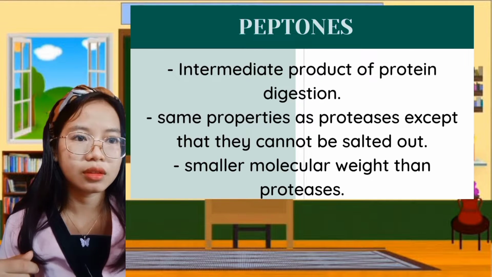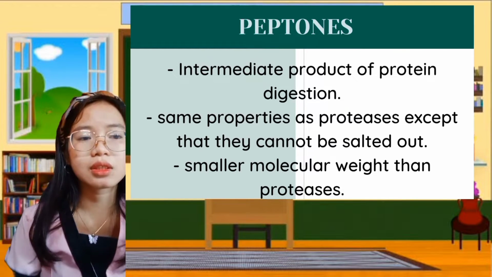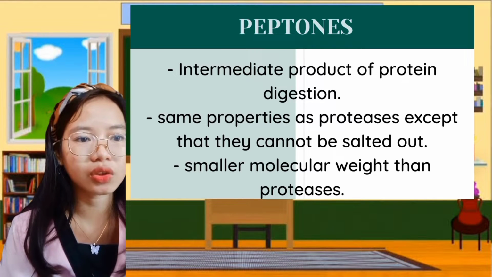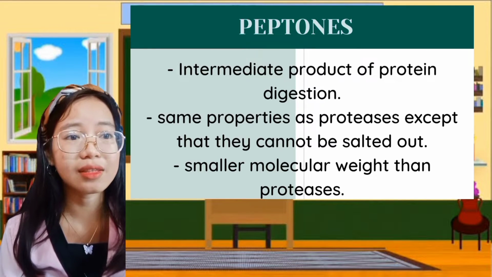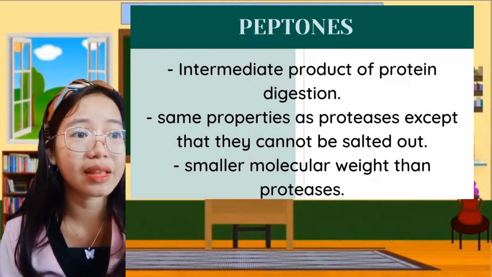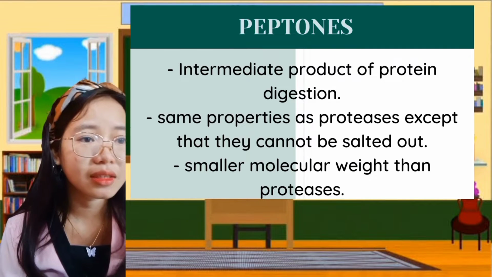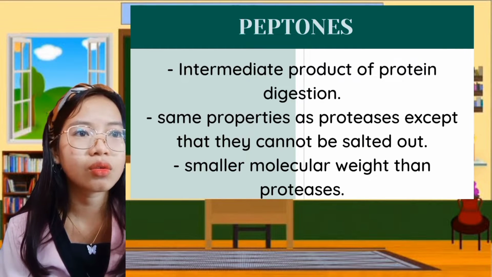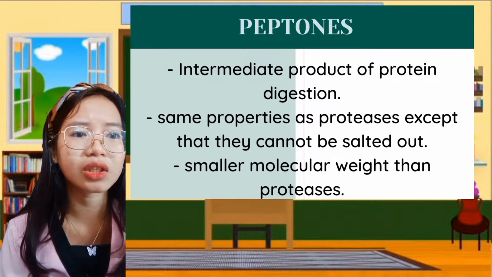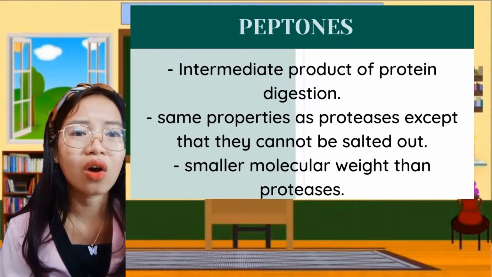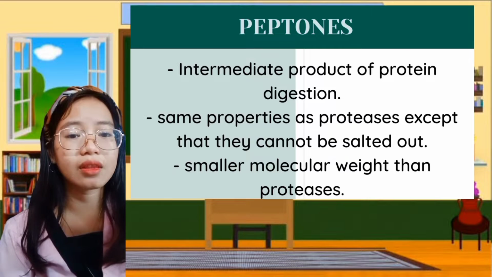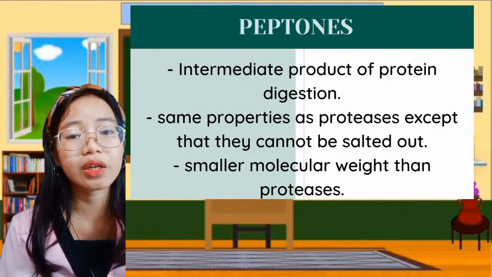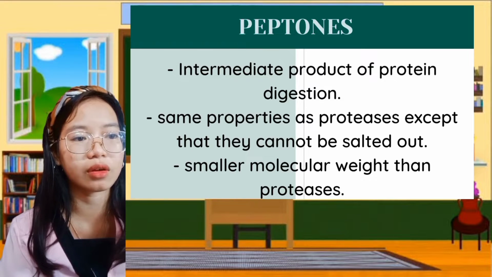Okay. Next is peptones. So peptones are the intermediate product of protein digestion, and they have the same properties as proteoses, except that they are not salted out, unlike proteoses. So what does it mean when it is salted out? It means it precipitates out. Okay? So, these peptones do not precipitate, are not coagulated by heat, and do not separate. And if you compare it to the proteoses, it has a smaller molecular weight.